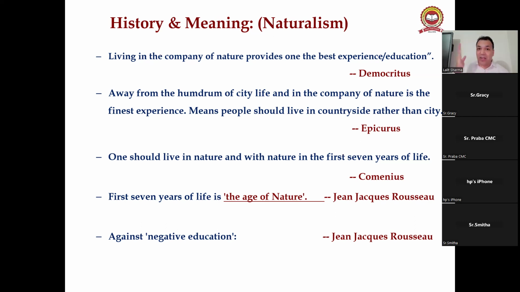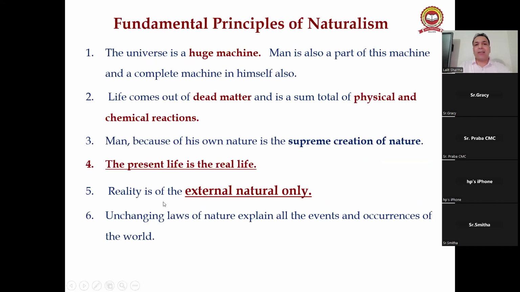Till now, what we were doing is, when the baby comes to the age of 3, we start giving the formal education system, starting with first class, second class. So this is called negative education. You got it. Now, what is the fundamental principle of naturalism?